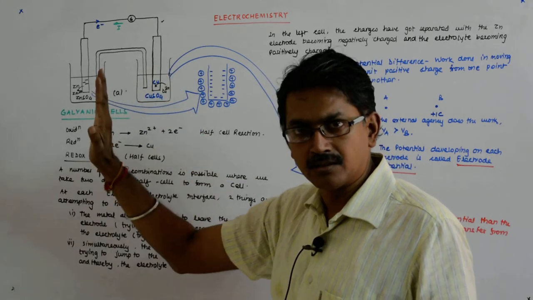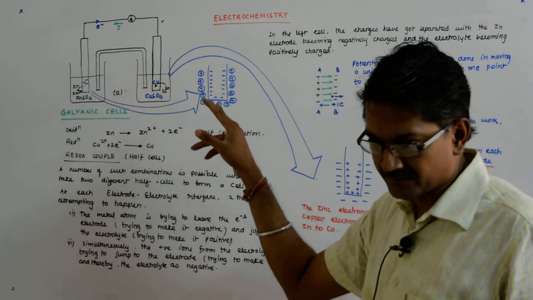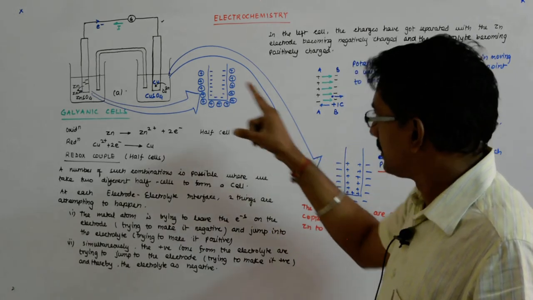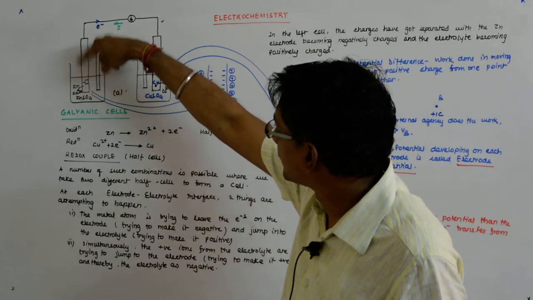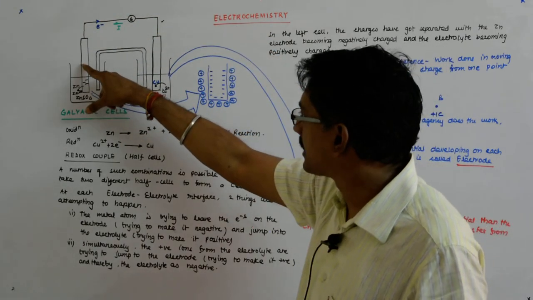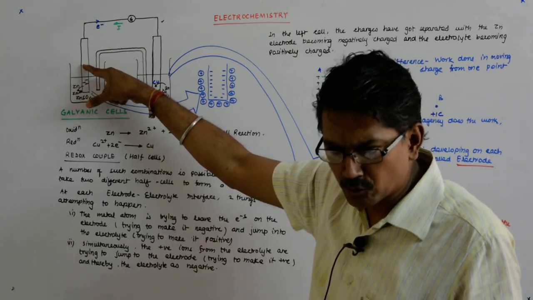Electrolyte is pushing the ions onto the electrode. And this is sticking to the positive, so that this becomes negative. Now suddenly what will happen? This will supply this electron. So what happens? This will become neutral. This will tend to become neutral.